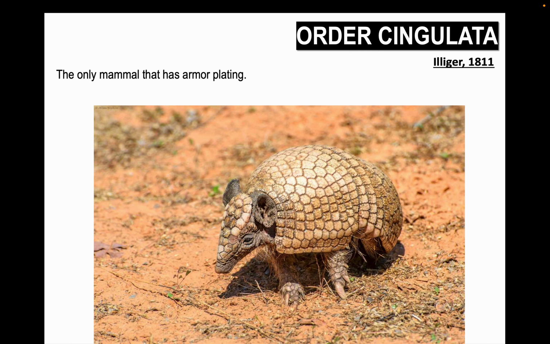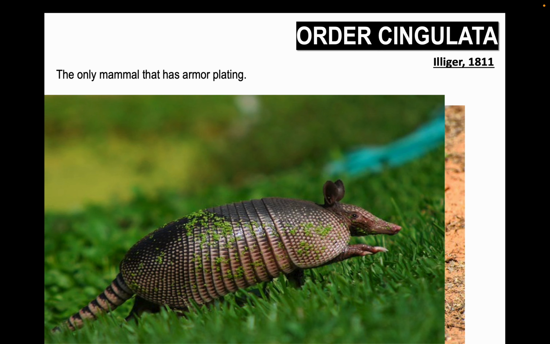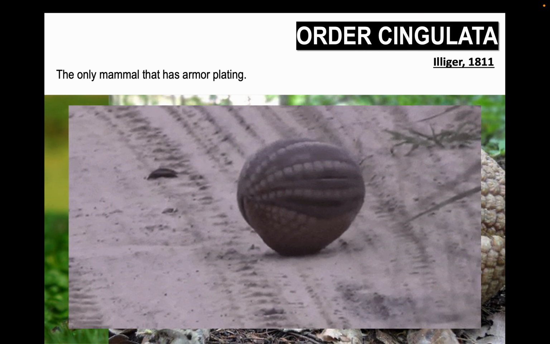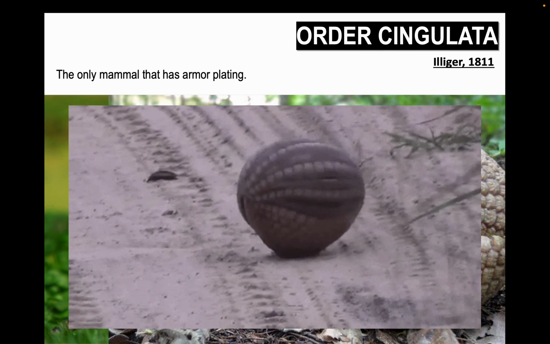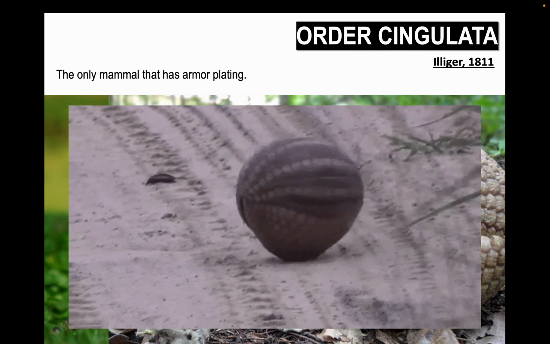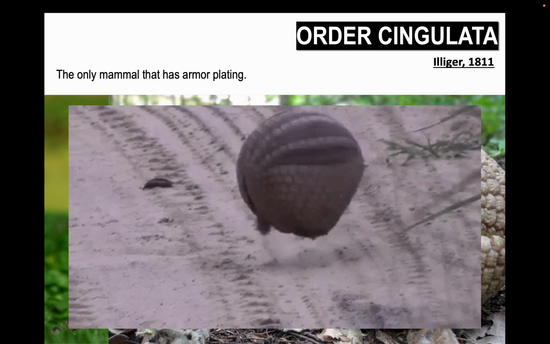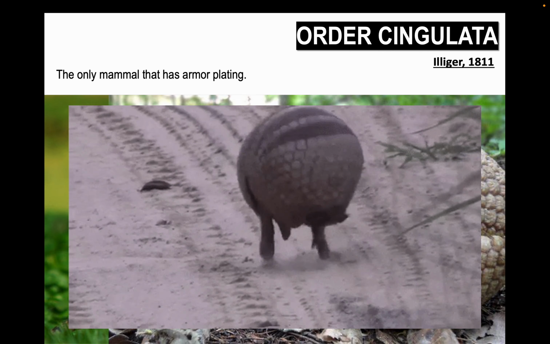Then we have order Cingulata, the only mammal that has an armor plating. Okay, so the only mammal that has an armor plating, we have order Cingulata. Okay, the armadillo. You can see here an animation. Okay, so here you can curl up in a ball.